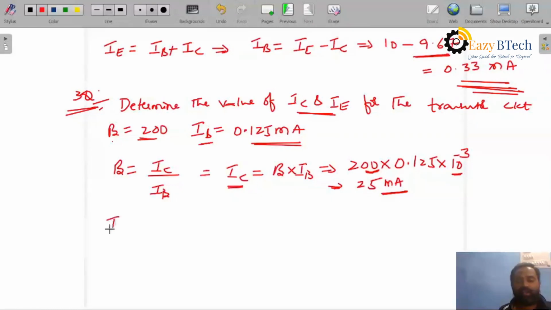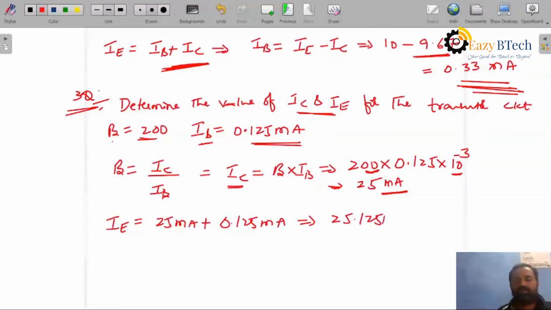If you want to find IE, from the formula IE is equal to IB plus IC: 25 milliamperes plus IB, which is given as 0.125 milliamperes. Totally you are getting 25.125 milliamperes. This is the emitter current. Always the emitter current is greater than the IC current.